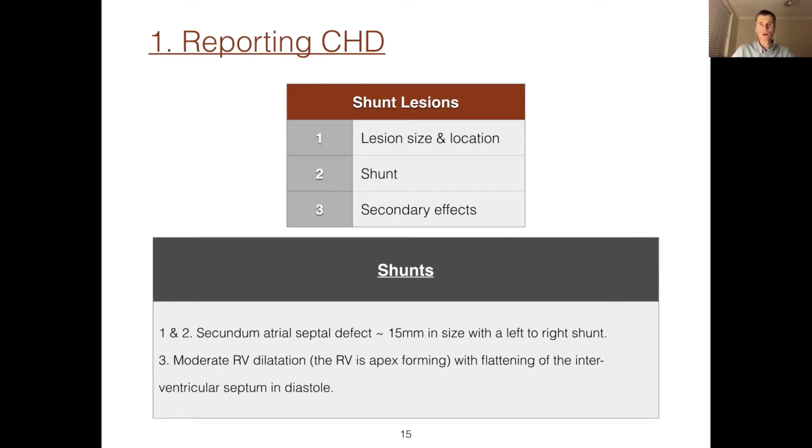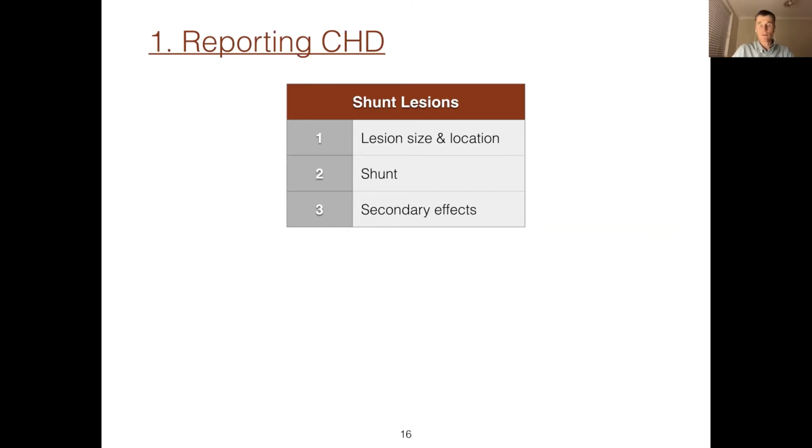So describe the location of the defect, the shunt, whether it be left to right or right to left, and any secondary effects like RV dilatation, whether there's flattening or not of the interventricular septum.